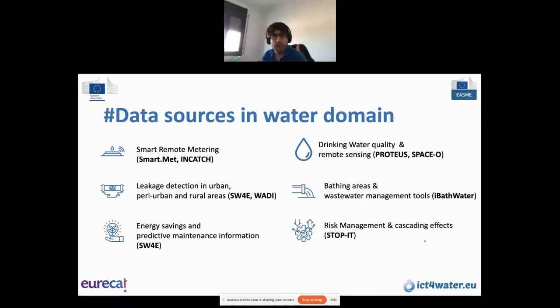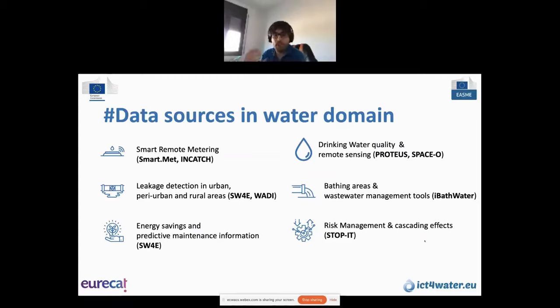So focusing on the water domain and what we are living in the cluster, there exist a lot of projects that take part in the cluster, and as we saw in the previous presentation with some of them, there is heterogeneity in the kind of data and in the scope of the projects. For example, we have data about remote metering, smart remote metering in the city. We have data about water quality. We have data about leakage and sewage, not only in urban areas but also in rural ones. We also have projects regarding water quality in different bathing areas. And not only does every project talk about water, but also about the link between water and energy.